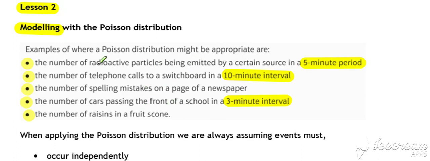So notice that when we're defining a Poisson, we generally have a particular interval of time that we're referring to. We have a constant average rate, which is lambda, for that particular time period, or it might be a period in space, like the page of a newspaper, or in a physical space, like in a fruit scone.